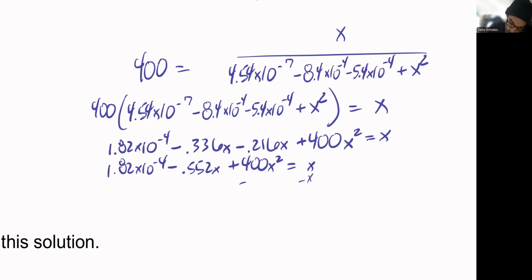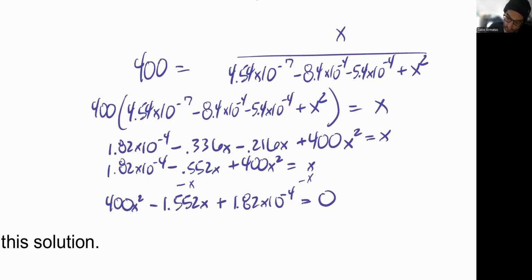sides, right? In order, and actually I'll do it from this one. Subtract x from both sides, and we end up with, and now I'm going to rearrange. I'm going to put my x squared first, 400x squared minus 1.552x plus 1.82 times 10 to the minus 4 equals 0. So my values, in the end, there's my A, there's my B, and there's my C. So A, B, C.